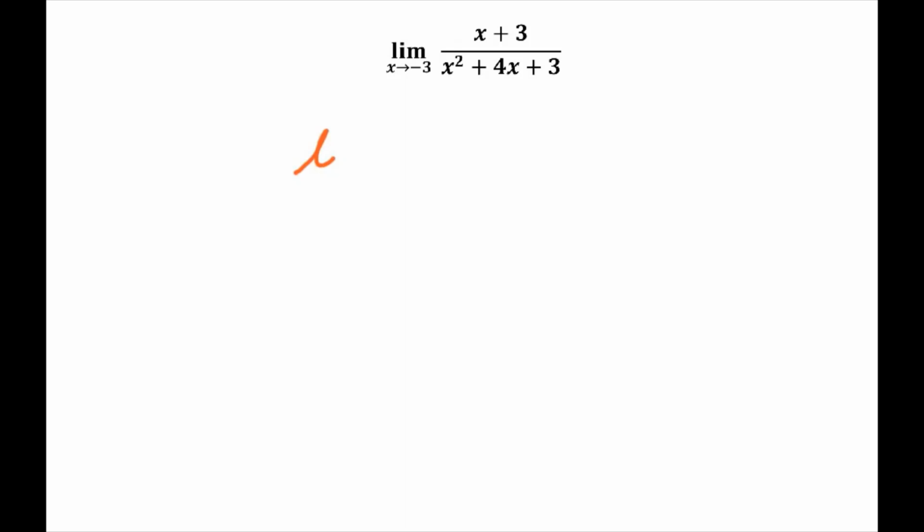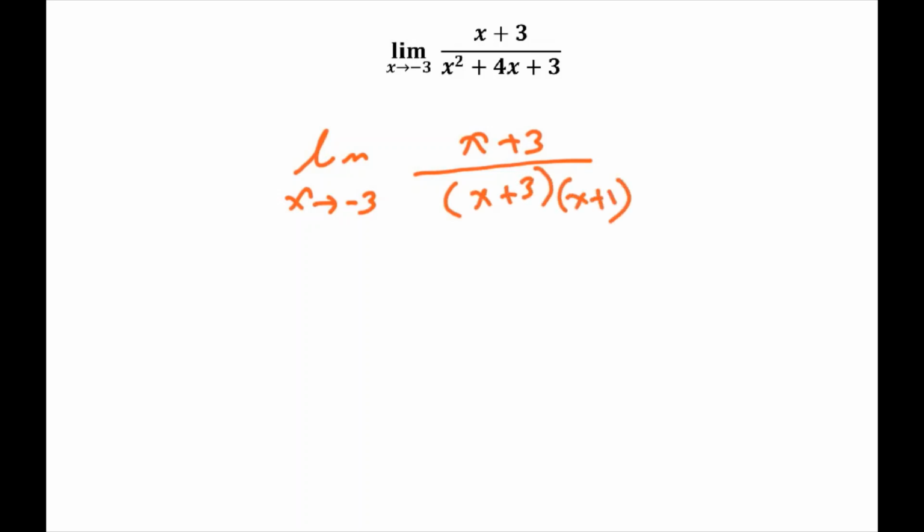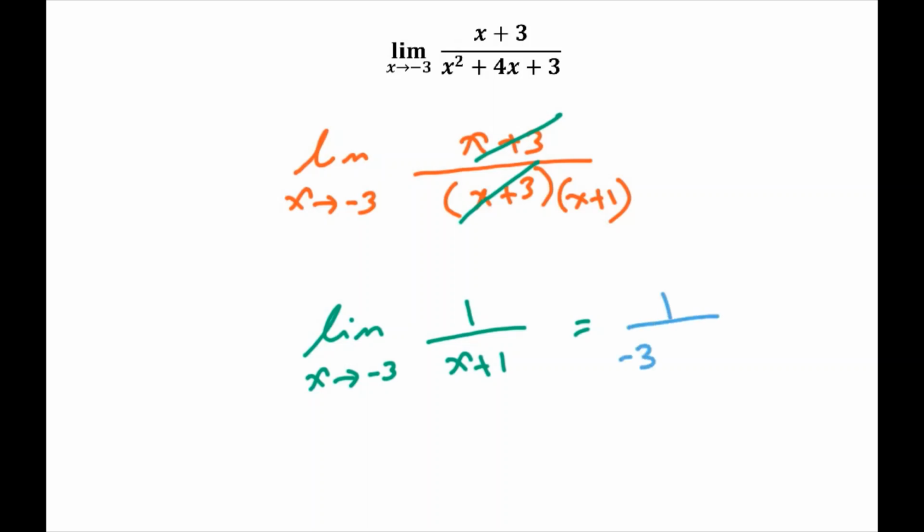So limit as x approaches negative 3, x plus 3 over (x plus 3)(x plus 1). These two can cross out each other, common factors. So limit as x approaches negative 3, 1 over x plus 1. And in this stage you can again substitute x by negative 3. That's your final answer, negative 1 over 2.